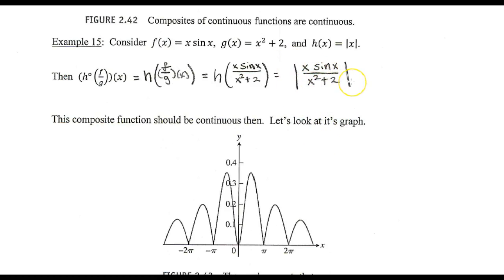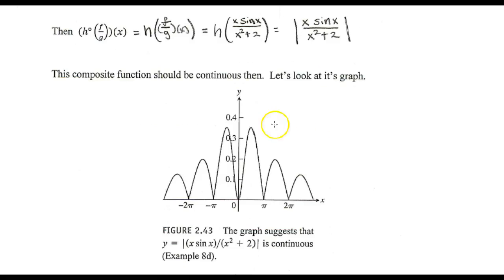So that composition of functions is going to also be continuous everywhere. Since all three of those functions were continuous everywhere, the composition of them will be continuous everywhere. The only place you would have to worry about is if you were ever dividing by 0, but x squared plus 2 can never be 0, so you're never going to be dividing by 0. And that's an example of what this composition of functions looks like.